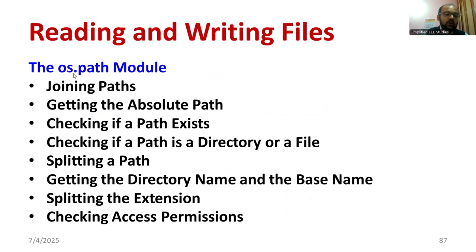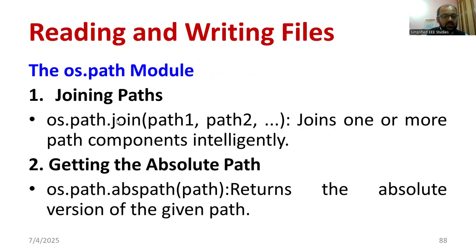So we studied the importance of the os.path module. While talking about the os.path module, you can go for joining the path, getting the absolute path, checking whether the path exists, and checking if the path is a directory or a file. Also, we can go for splitting the path, getting the directory name and base name, splitting the extension, and checking the access permissions. So let me summarize.